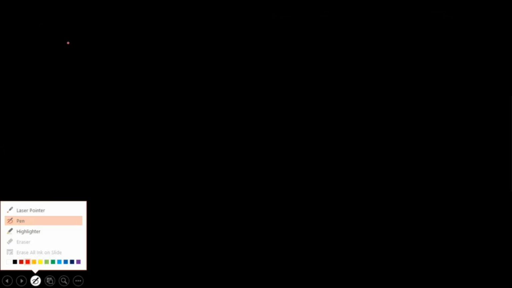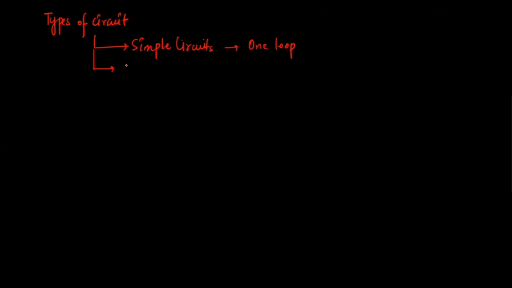So, first of all, you have to understand what circuits exactly look like. For example, we try to explain the different types of circuits. The circuits can be categorized in two basic categories. First is simple circuits. Simple circuits are those circuits which have only one loop, whereas another type of circuit is called a multi-loop circuit. As the name suggests, if there is more than one loop in a circuit, that is simply known as a multi-loop circuit.